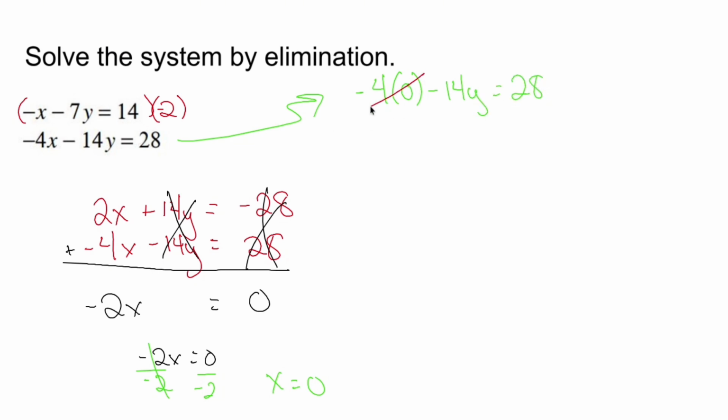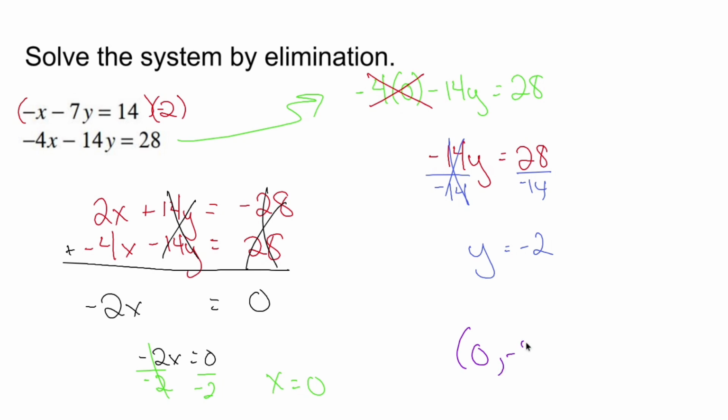Okay, -4 times 0 crosses out. Drop down the -14y equals 28. Divide both sides by -14, and y is going to equal -2. X is 0, y is -2. That gets me an ordered pair of 0, -2.